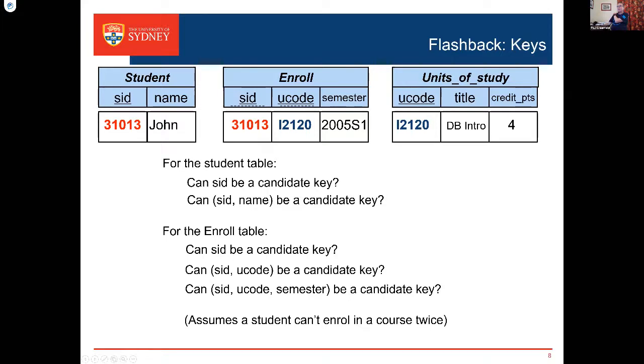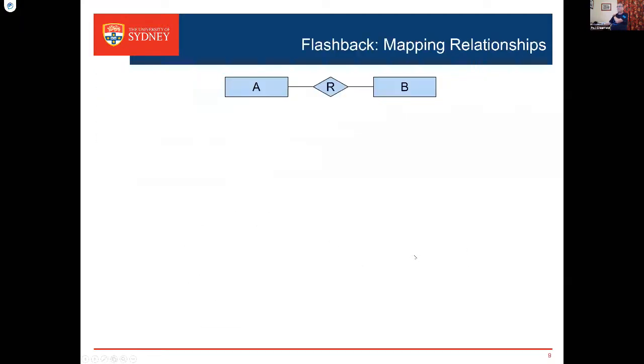And for enroll, can student ID be a candidate key? No, because we can probably enroll in lots of courses, so there'd be lots of records for the same student. Could student ID and unit code be a candidate key? Yes, as long as you're not allowed to repeat a unit, as the note at the bottom says. And could student ID, unit code, semester be a candidate key? No if you're not allowed to repeat, yes if you are allowed to repeat. So there are answers you'll study later.